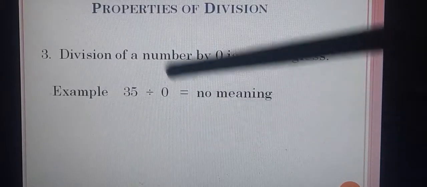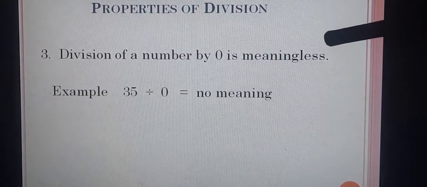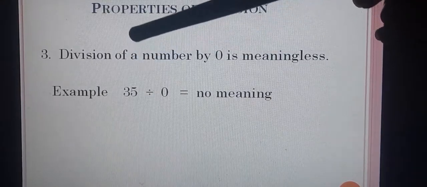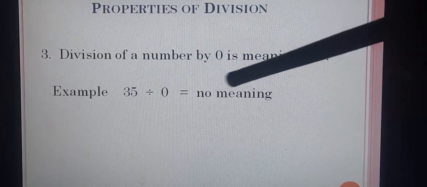Next property, division of a number by 0 is meaningless. Keep this thing in your mind. When a number is divided by 0, it has no meaning. 35 divided by 0, no meaning.